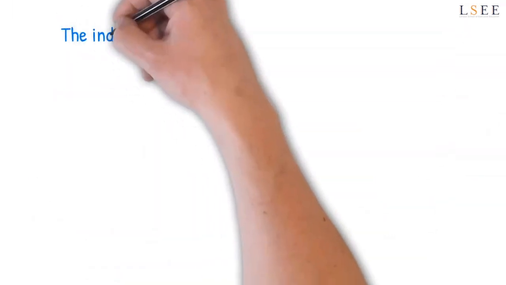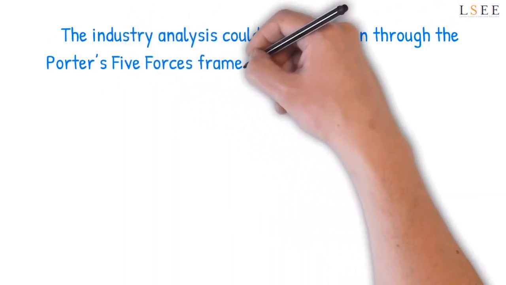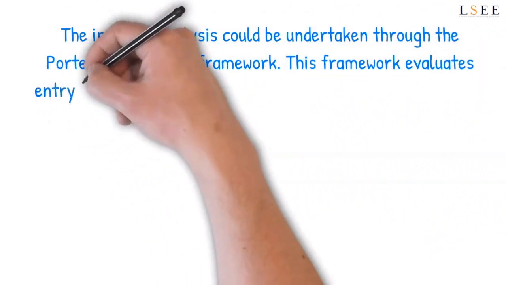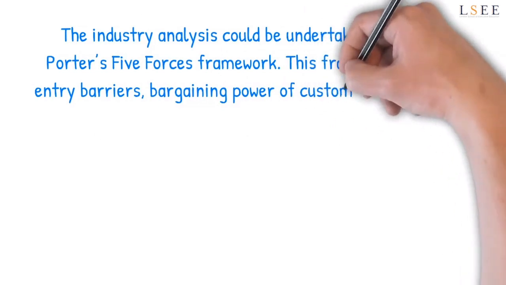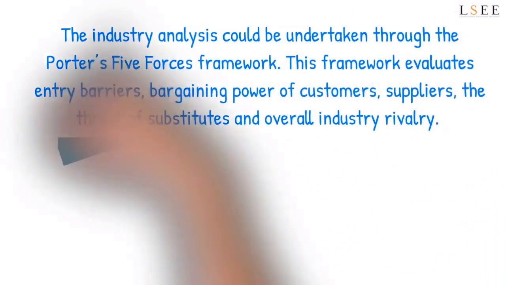The industry analysis could be undertaken through the Porter's 5 Forces framework. This framework evaluates entry barriers, bargaining power of customers, suppliers, the threat of substitutes, and overall industry rivalry.